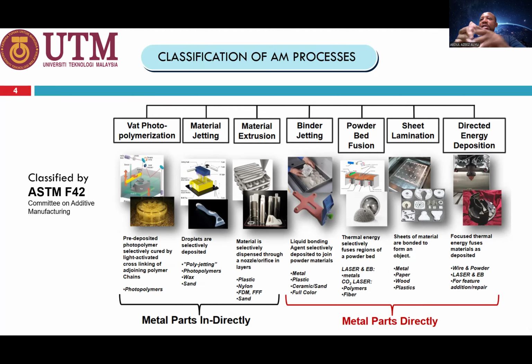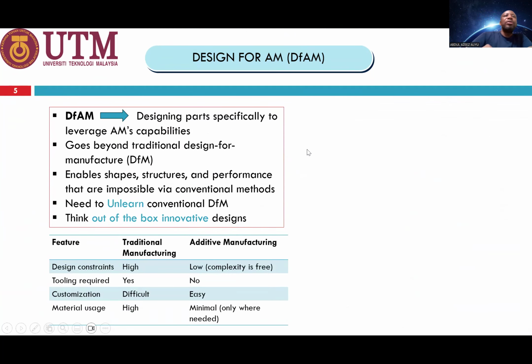So in this situation, it's just a deposition of metals or materials in the form of wire or powder using laser or electron beam melting. The beauty of this method compared to other metal processes is that it is used in repairing worn out components or broken down components. So now let's go into the main topic, that is design for additive manufacturing.